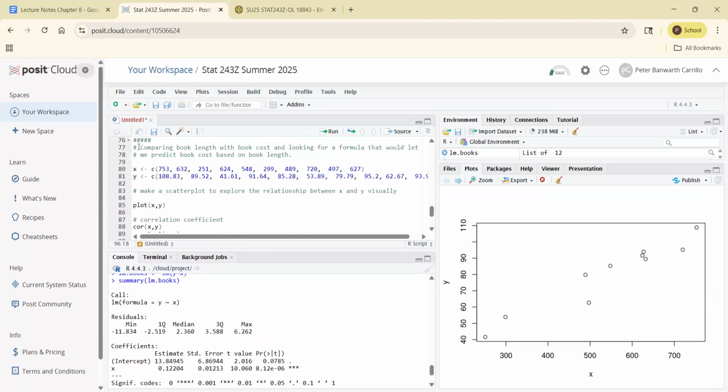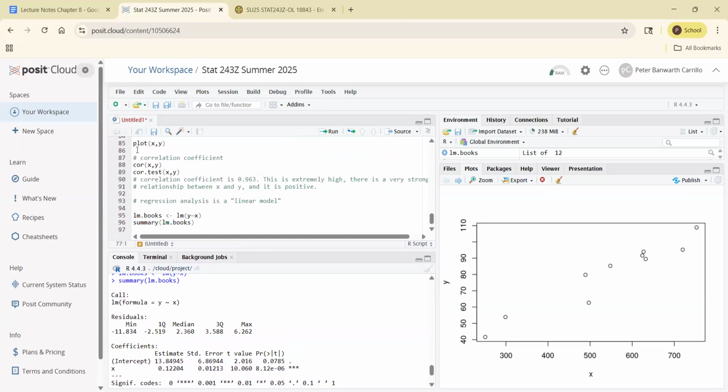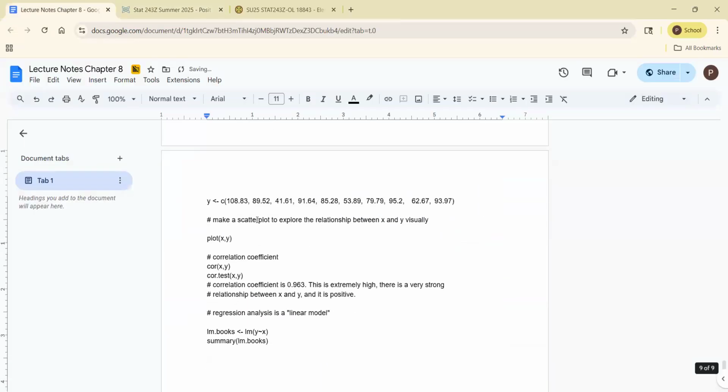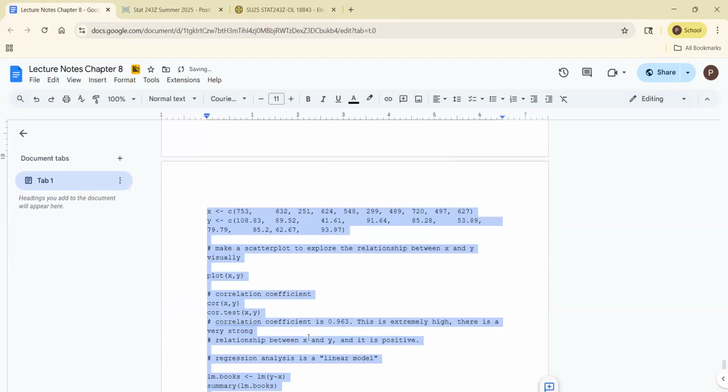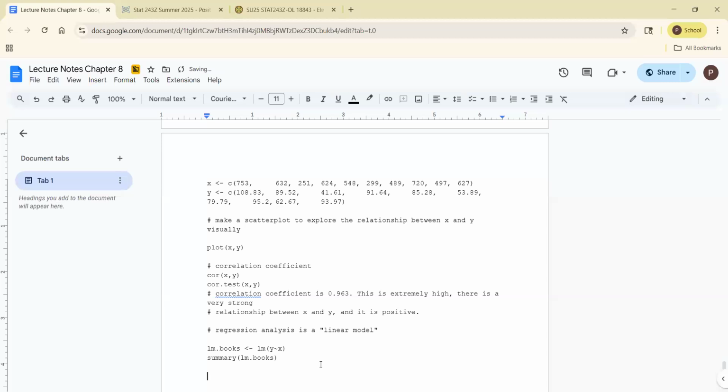Let me copy this in. First, I'll copy the code. And then I'm going to copy the output.